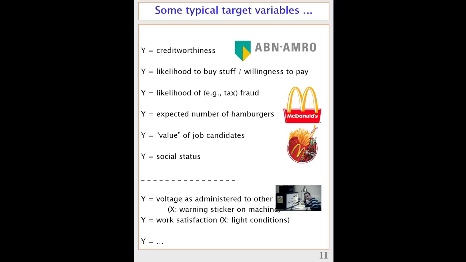One of the examples was the experiment with the voltage, the Milgram experiment. Our predictor could be: is there a warning sticker on the machine? We're trying to figure out whether it makes a difference if the sticker is there versus if it's not there, to how high the voltage is that people will actually give to other people in the experiment. Or a typical experiment that we at ACI would do is we vary lighting conditions, and we try to figure out if people, for instance, feel better depending on the kind of light that they are being shown.